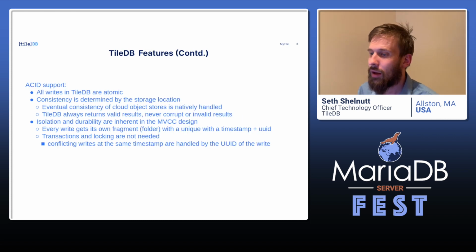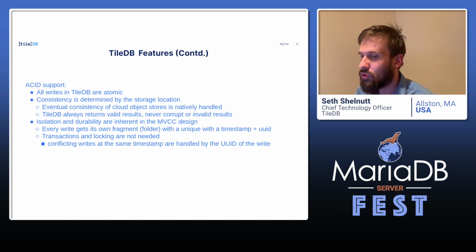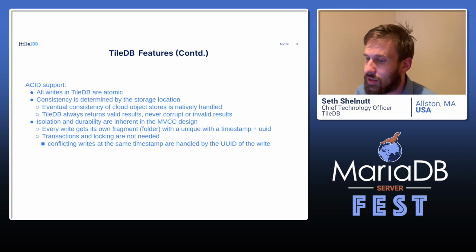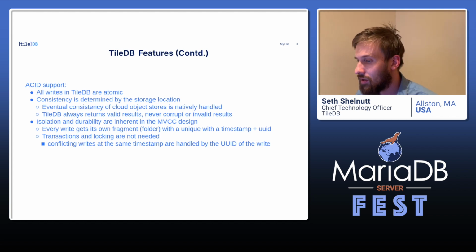So TileDB supports the immutable objects, and that leads directly to our ACID support. So all writes in TileDB are atomic. I mentioned previously we have a tiling structure and a chunking structure. That gives us the atomic I/O units that we are able to write. Consistency is determined by the storage location. So TileDB supports object stores, which are eventually consistent. We also support POSIX file systems, which do support atomic operations there.